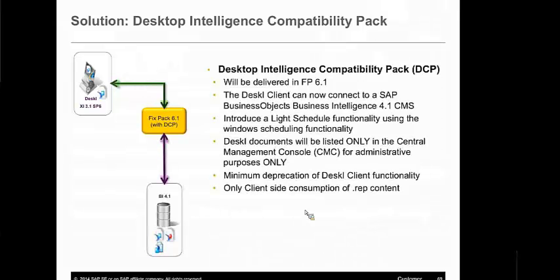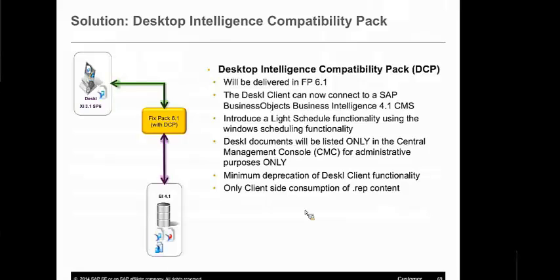So what did we do? We created a solution called the Desktop Intelligence Compatibility Pack, which enables you, if you have a Desktop Intelligence client XI 3.1 SP6 FP1 or higher, to use it. The DCP enables you to connect your Desktop Intelligence client from XI 3.1 to a BI 4.1 CMS.